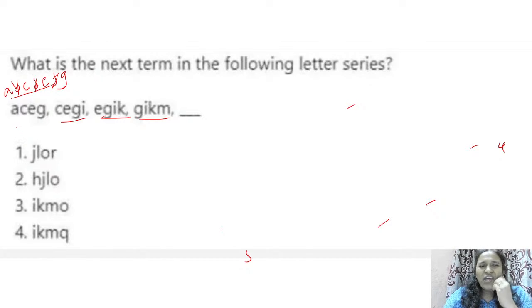But here it is not H, right? After G, H should be there, but here it is not H. What series is it following? We have to see. Sometimes they will follow the last alphabet, or sometimes they will follow the first alphabet. We have to observe this also. Here they are following the first alphabet.